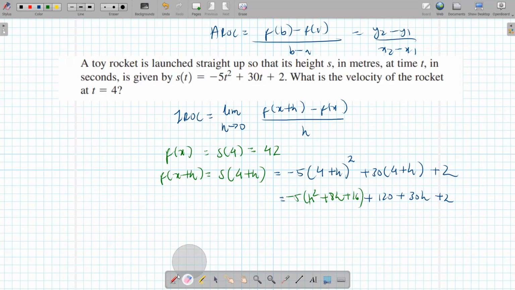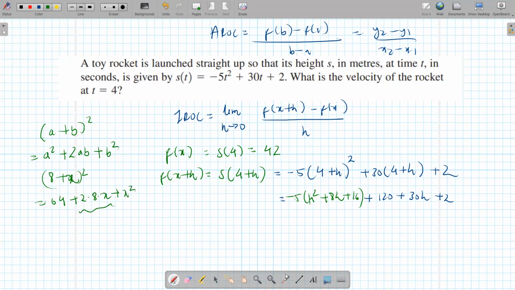If you would like to know, there's a formula for this, very useful. If you have something plus something, whole squared, it's going to be a squared plus 2ab plus b squared. For example, if you have 8 plus x squared, the first term is going to be a squared, so a is 8, it's going to be 64. Let's call this x. The next term is going to be 2 times the first term times the second term, and the last term is going to be the last term squared. So you're missing the middle term when you just open it the way you did.